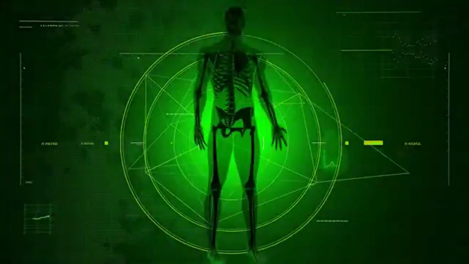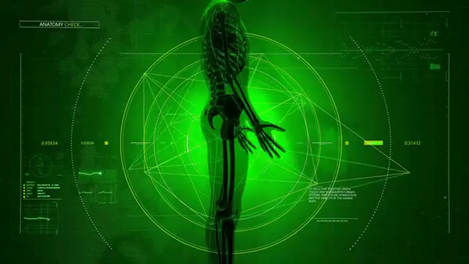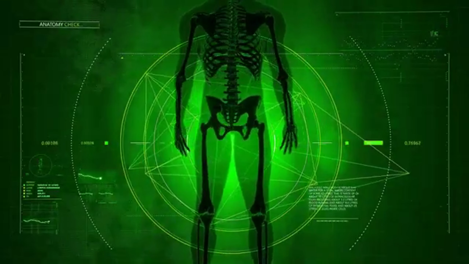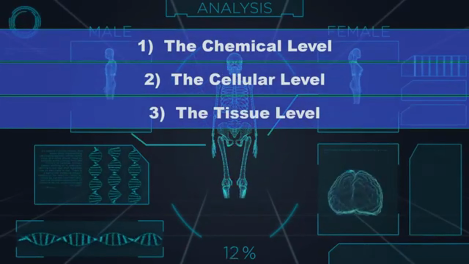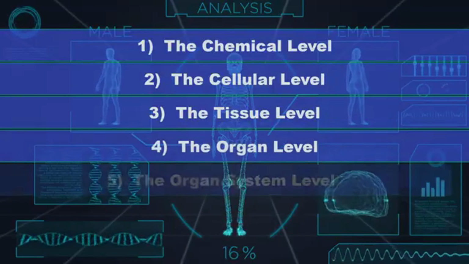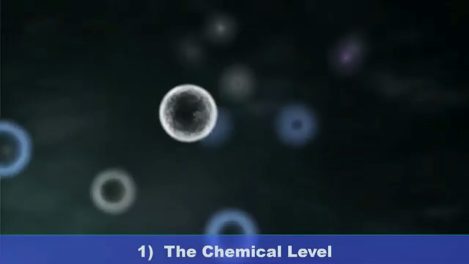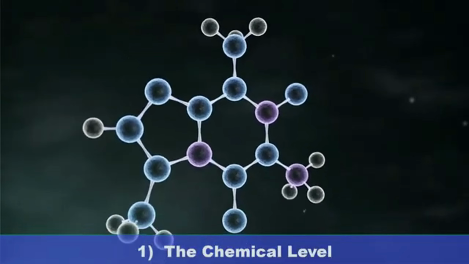When discussing the levels of structural organization of the human body, the organization is often discussed in terms of 6 distinct levels of increasing complexity, from the smallest chemical building blocks to a unique human organism. This includes the chemical level, the cellular level, the tissue level, the organ level, the organ system level, and the organism level. At the chemical level, atoms bond to form molecules with three-dimensional structures.